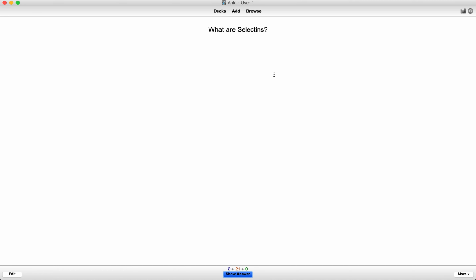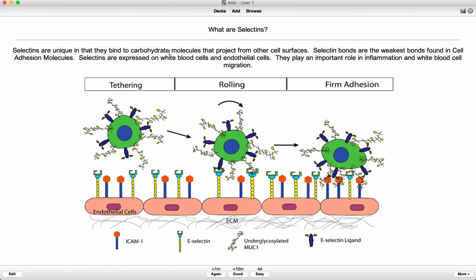Selectins link the carbohydrates of other cell molecules to the cell, and they're found on the surface.